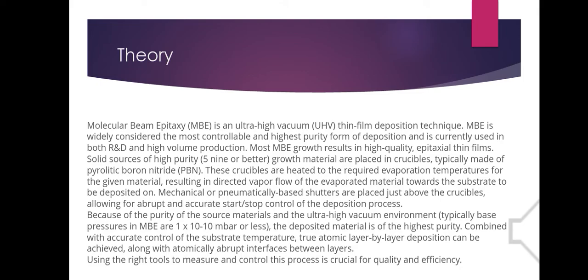Solid sources of high purity growth material are placed in crucibles typically made of pyrolytic boron nitride. These crucibles are heated to the required evaporation temperature for the given material, resulting in a directed vapor flow of evaporating material towards the substrate to be deposited on. Mechanical or pneumatically based shutters are placed just above the crucibles, allowing the abrupt and accurate start or stop control of the deposition process.